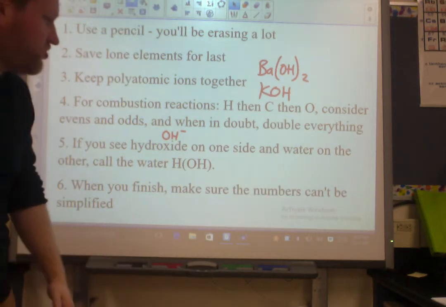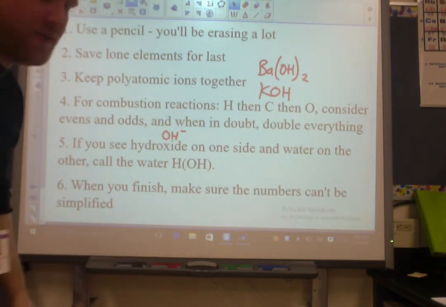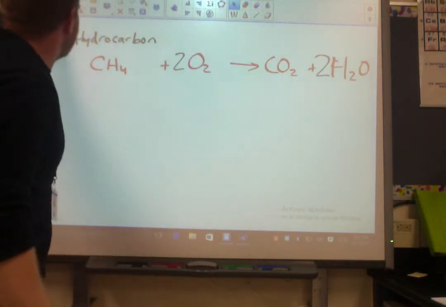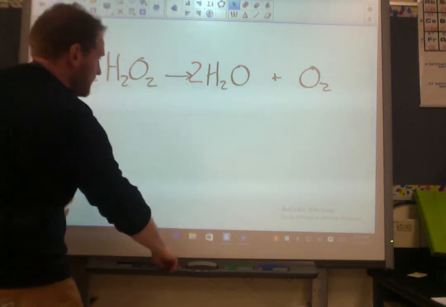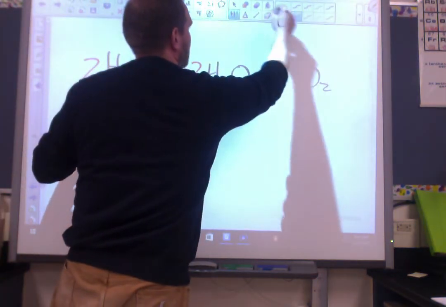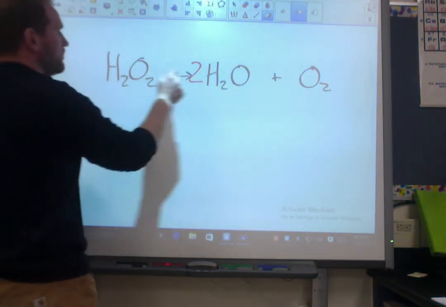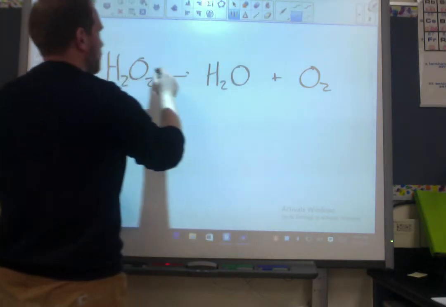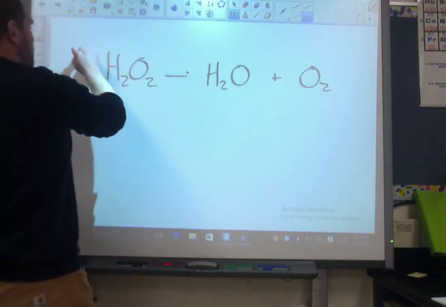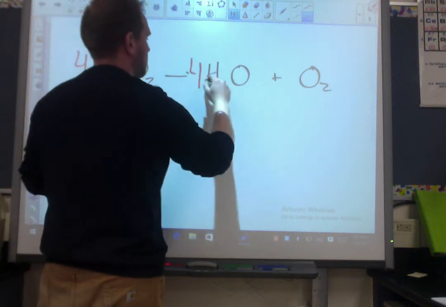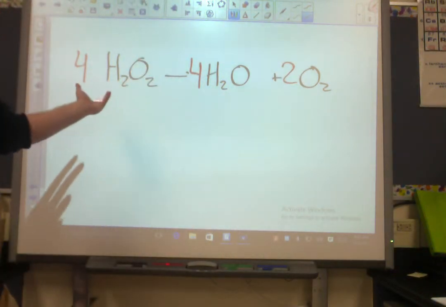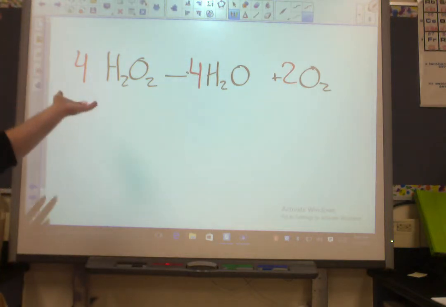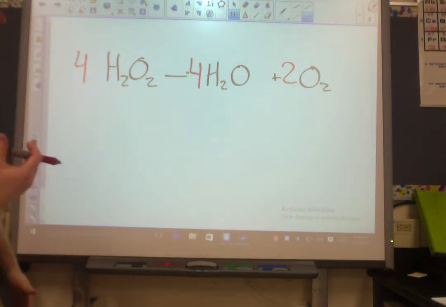when you finish, make sure the numbers can't be simplified. It's definitely possible that you make a mistake and overshoot the correct answer. Like on this one, you may have come up with something like this. Instead of 2, 2, and 1, you could have come up with 4, 4, and 2, which technically isn't wrong. It's still balanced in the right proportion, but this is not the way we write it. You always need to write the simplest version of it.